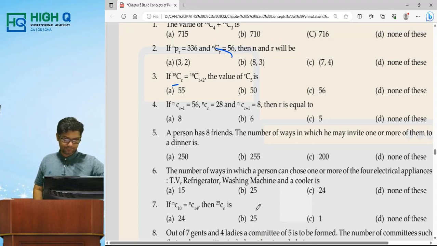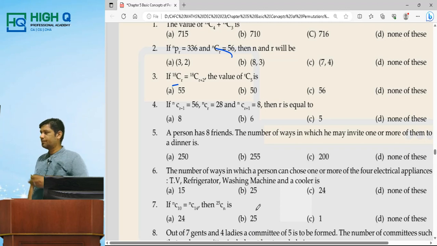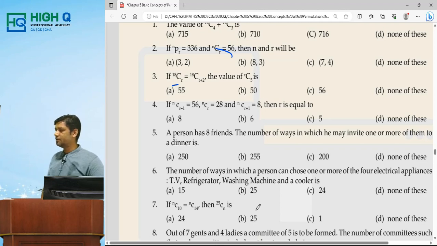Fourth sum. Now, NCR minus 1 equal to 56, NCR is equal to 28, NCR plus 1 is equal to 8, then R is equal to, then what is R, what is it? R is equal to, what they ask you to find out? R is equal to 6. R is equal to 6, that's it. Sir, how did you get 6, sir? How did you get R is equal to 6, sir? That is what your question is. Am I right, my dear?